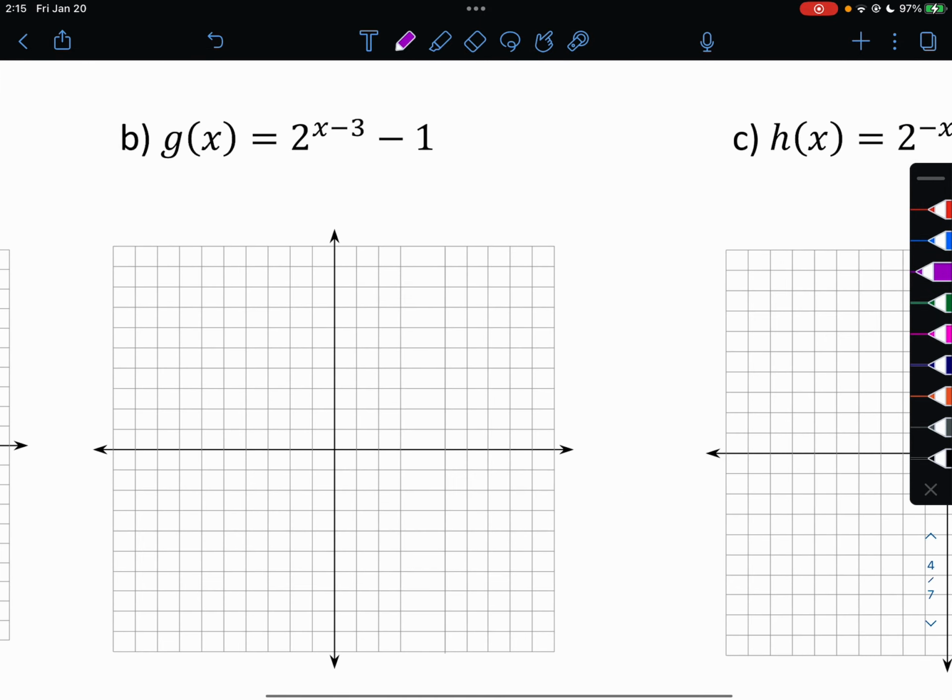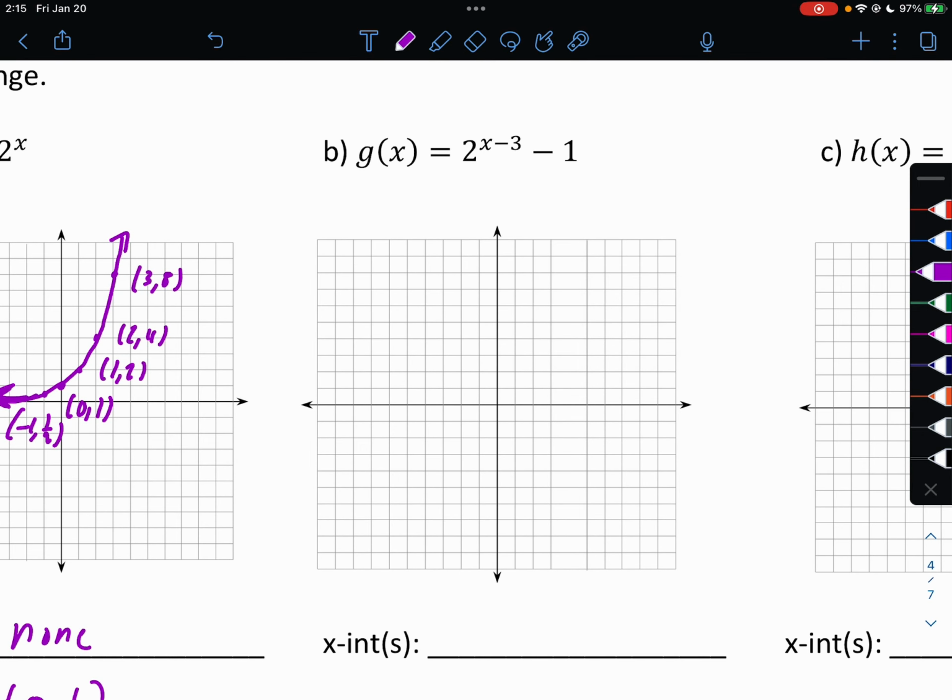So what's going to happen here? Well, we're going to move right 3 and down 1. So we're going to take all those points and move them right 3 and down 1. Starting with 0, 1, right 3 and down 1. 1, 2, right 3 and down 1. 2, 4, right 3 and down 1. So it would be 5, 3. And then 3, 8, right 3 and down 1. So that would be 6, 7. And then negative 1, 1/2, right 3 down 1 would be right about there.